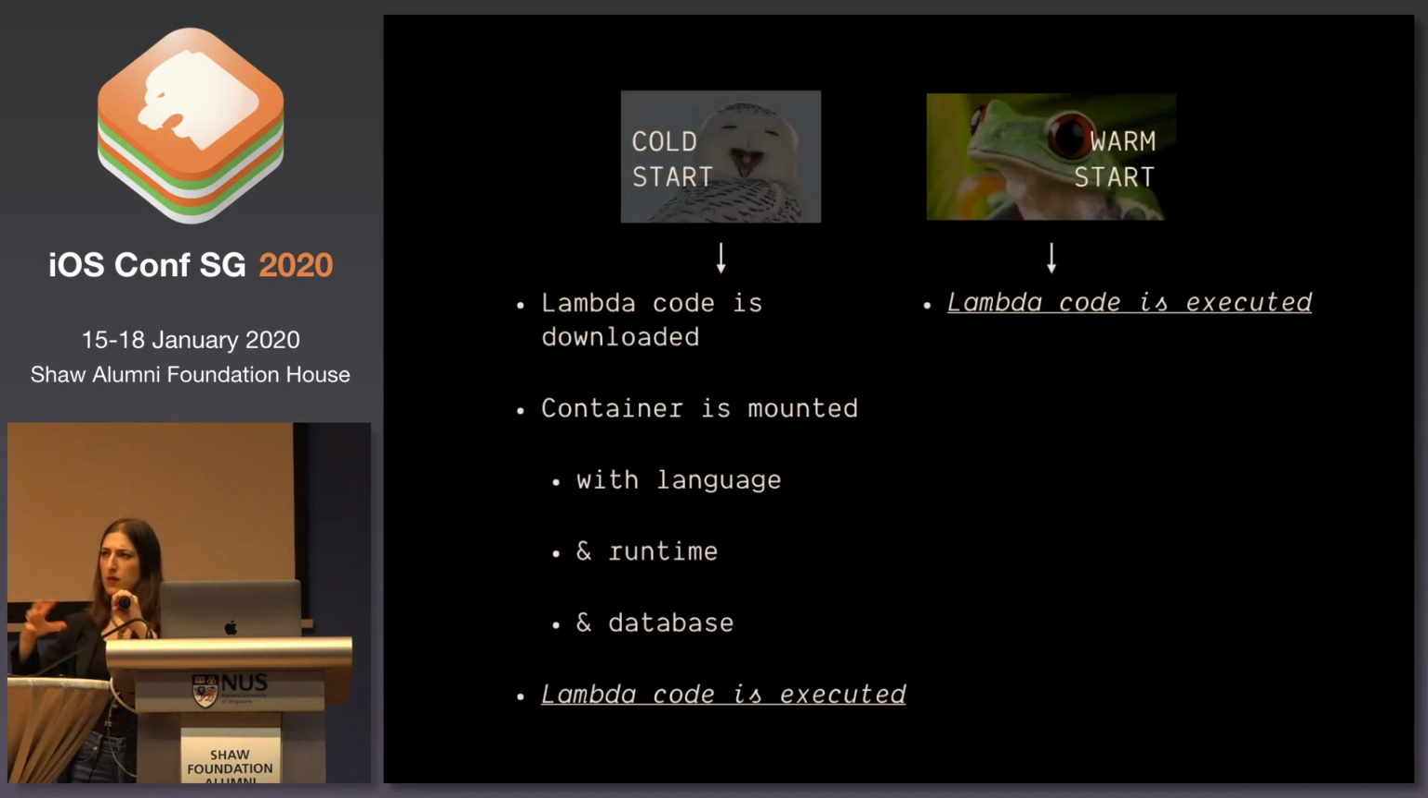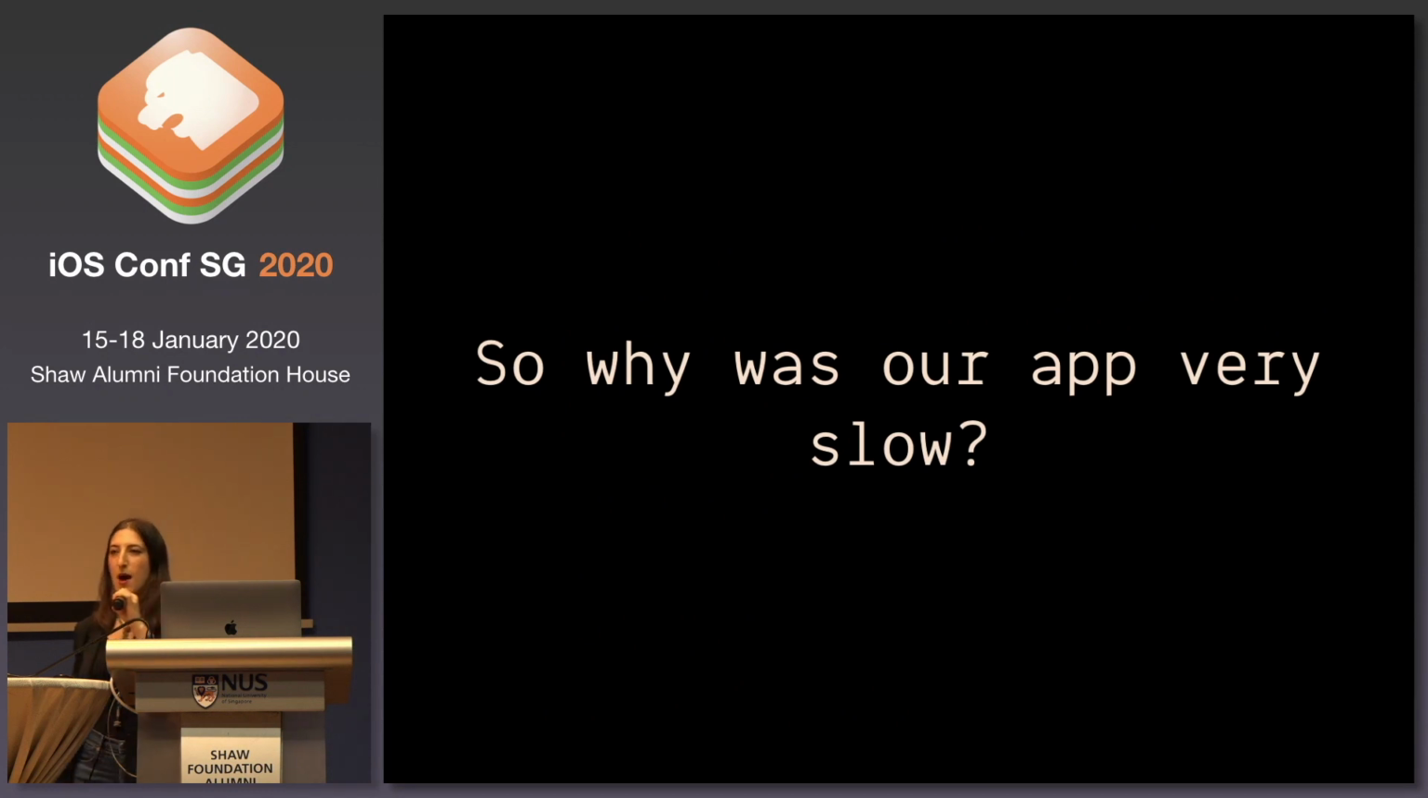So why is one cold and one warm? Well, a bunch of stuff has to happen on cold start. On cold start, the Lambda needs to be set up to execute code. A container is mounted with all the basic tools that are needed so that the infrastructure can be used. There needs to be a programming language, there needs to be a runtime, and maybe a database that you set up will also be set up during this step. And when all of that is done, the Lambda code can be executed. Whereas on warm start, when all of that infrastructure is already set up and all the tools that you need to run that code are set up, the code can just run. So it's obviously faster. So why was our app very slow?